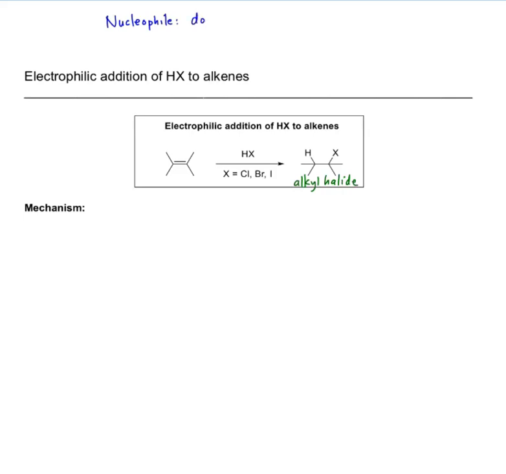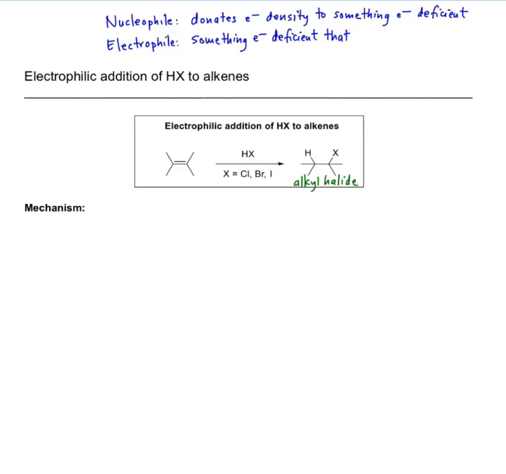A nucleophile is something that donates electron density to something that's typically electron deficient. So that's a nucleophile. A nucleophile reacts with an electrophile. An electrophile is going to be something electron deficient, or that has an area of electron deficiency, like a partial positive charge. So something electron deficient that accepts electron density from a nucleophile.